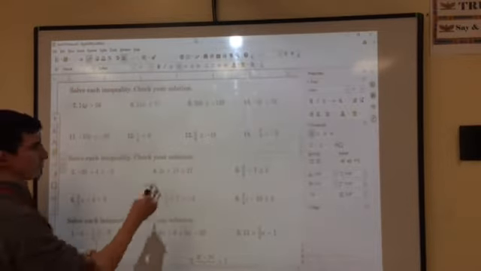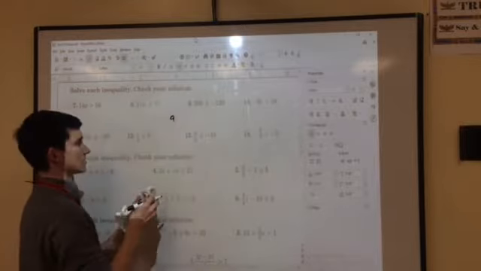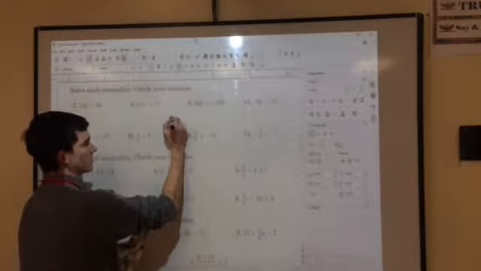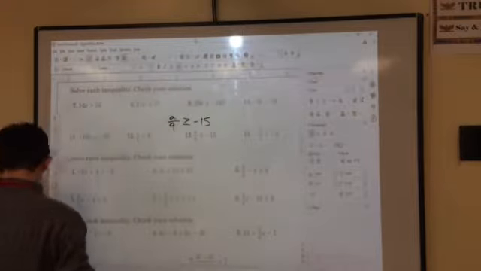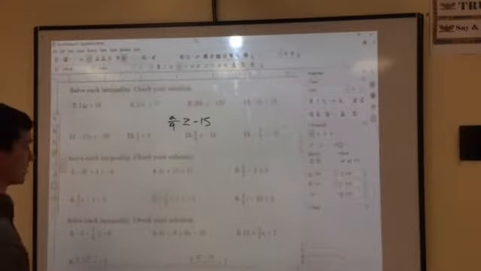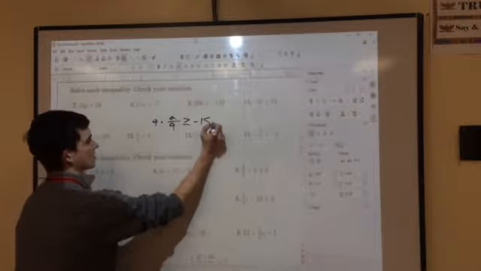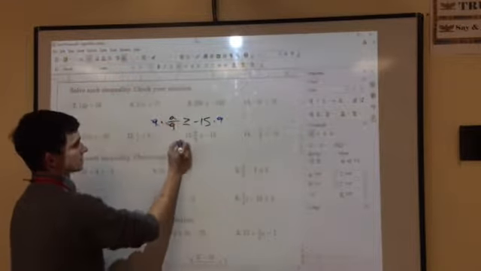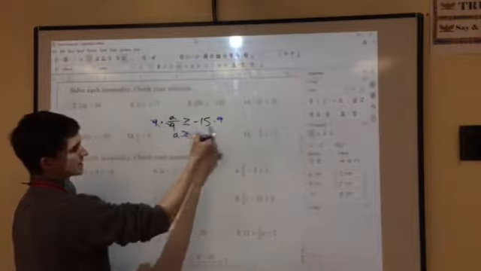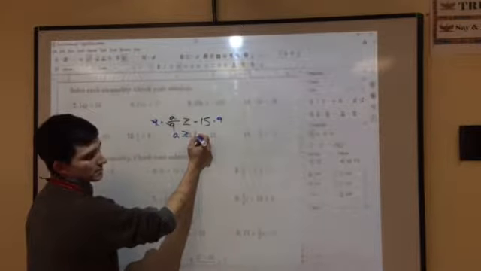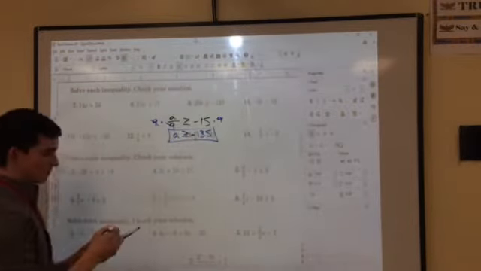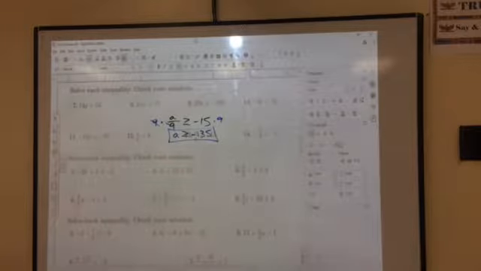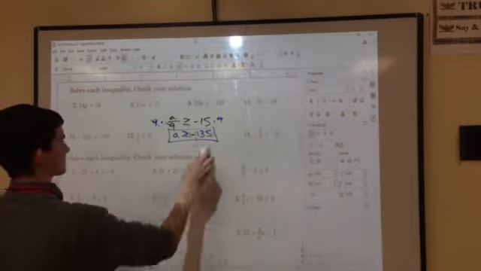Okay, number 13. Number 13 is a divided by 9 is greater than or equal to negative 15. So if I'm going to get rid of divided by 9, I need to do the opposite, which is multiply by 9 on both sides. These cancel. So a is greater than or equal to negative 15 times 9. What is that? Negative 135. A is greater than or equal to negative 135. All right. So that's it for that little section. Let's go on to the next one.